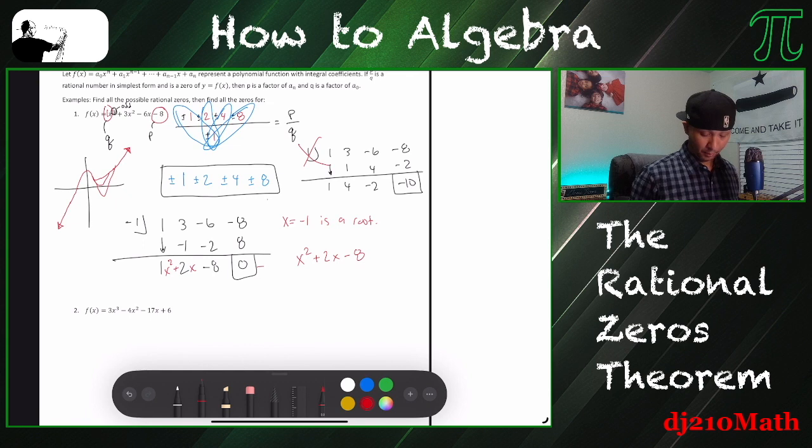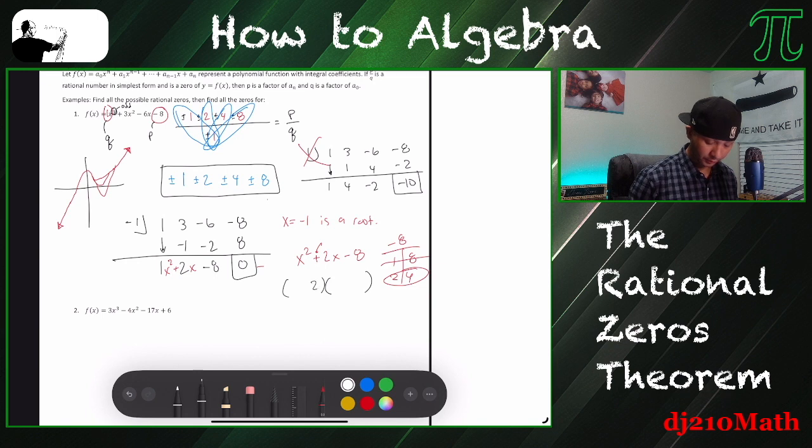So let's see. Multiples of 8 that add up to 2: 1 and 8, 2 and 4. So I can definitely make a 2 with 2 and 4. Because it's negative, one of them has to be negative, and because this number is positive, the big one is positive and the small number is negative. So 2 and 4, the small one gets the sign, right? The big one gets the sign of what's up here. So that's plus. So x, x.